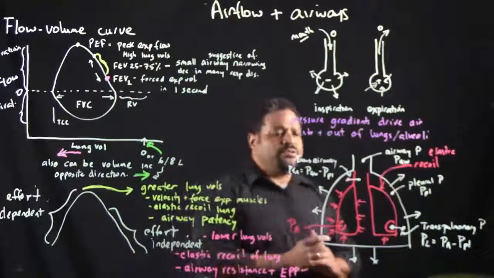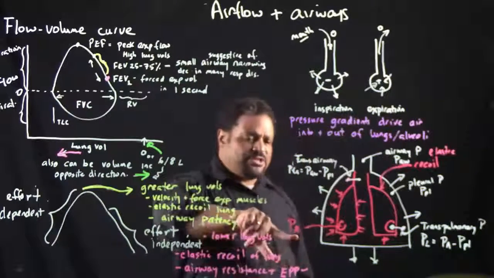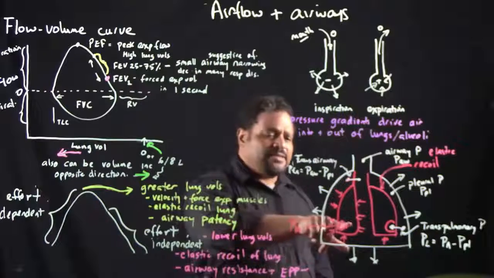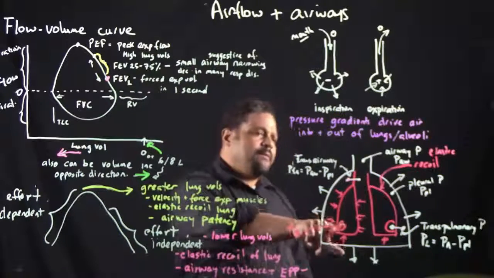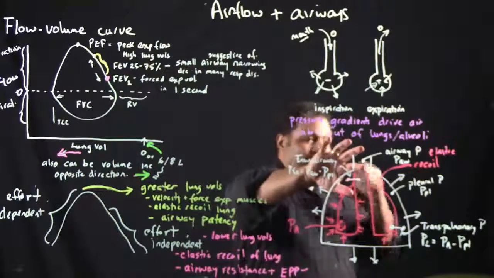The second pressure that we pay attention to is the alveolar pressure, P big A, okay? And that's the pressure within the alveoli. Then we also have the pressure within the airways itself.